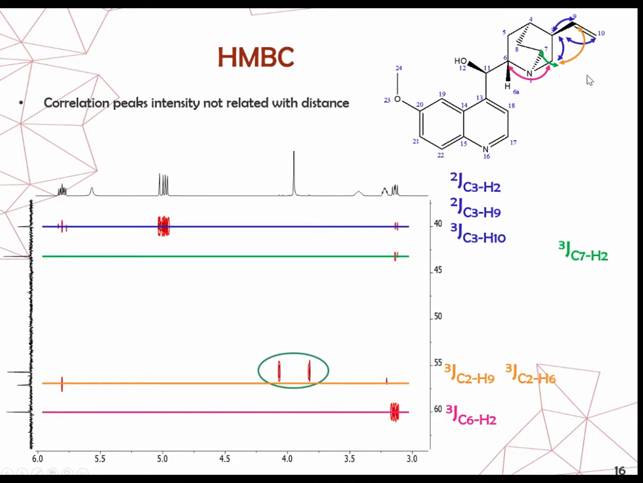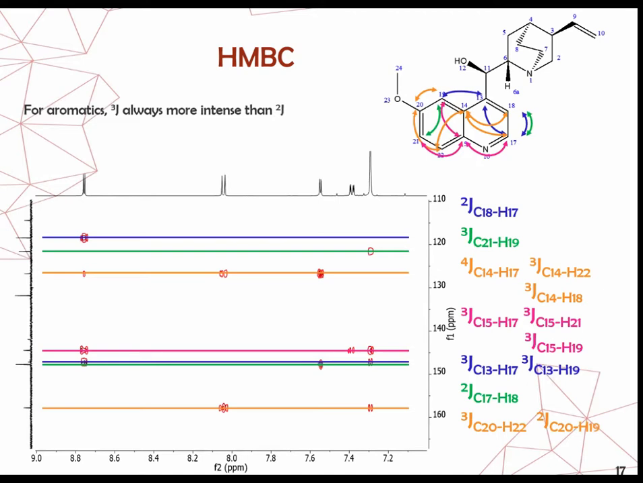And so this is the aliphatic part of the molecule. One thing you can remember is that for aromatic systems, 3J couplings are always more intense than 2J. Usually in aromatic systems, we almost don't see the 2J couplings. In some cases, you can see that we observe a lot of correlations, so it can be a bit tricky to assign, but if you need the long-range information, HMBC will be the experiment you need.